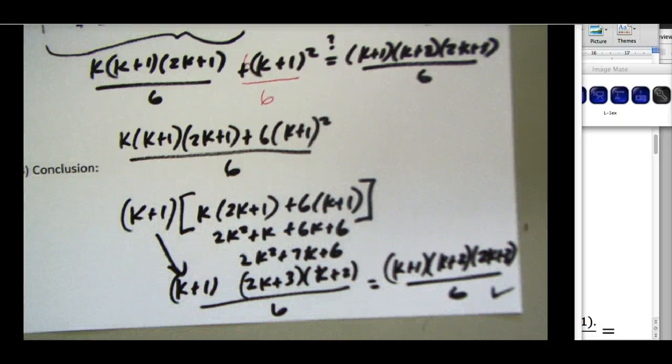All right, the other two formulas you can probably do in class. This is getting a little long, and so we're going to leave those two for class.